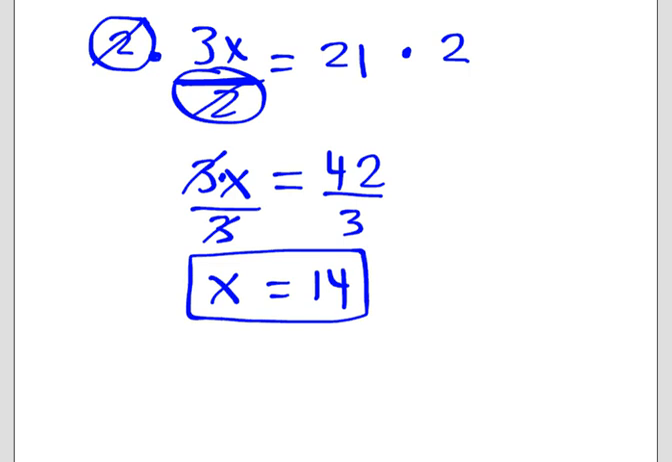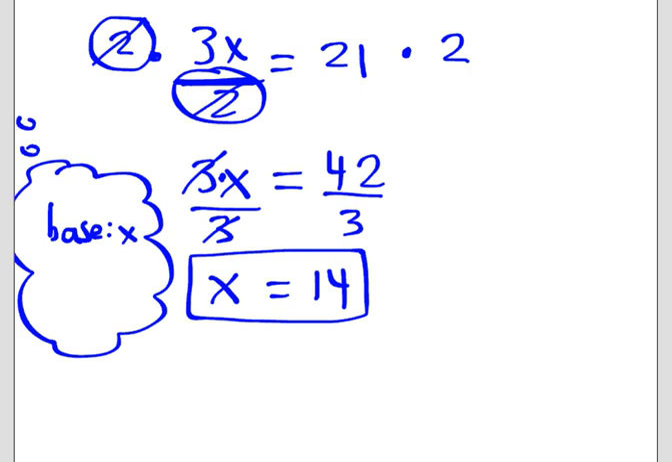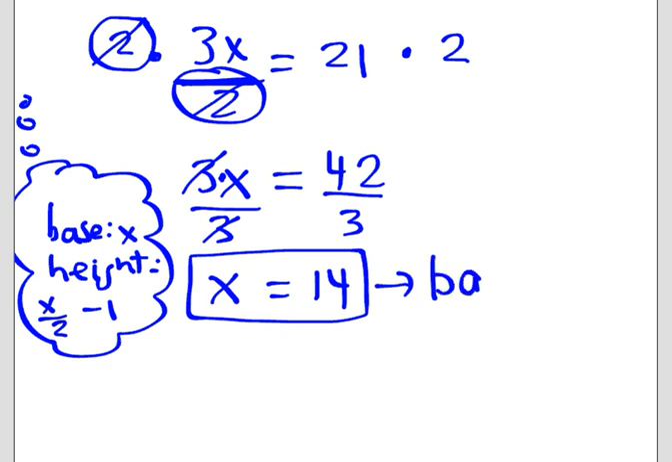Now, if you remember from the page, on your paper you should still have what we wrote before. We said that the base was x, remember from page 1, and the height was x over 2 minus 1. So if we found x is equal to 14, that means the base is equal to 14 centimeters. But the question was, find the height.